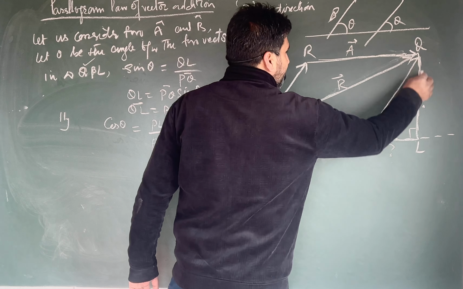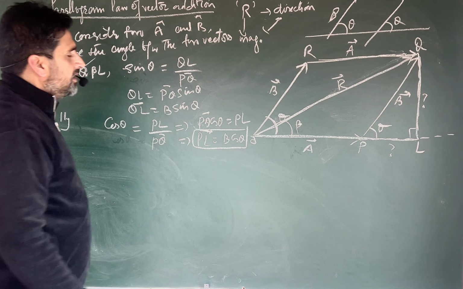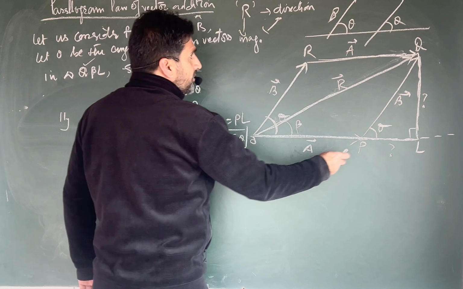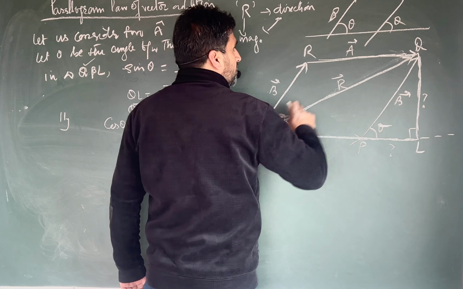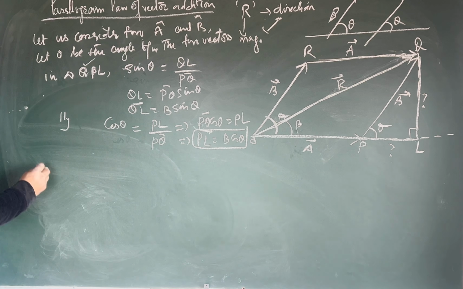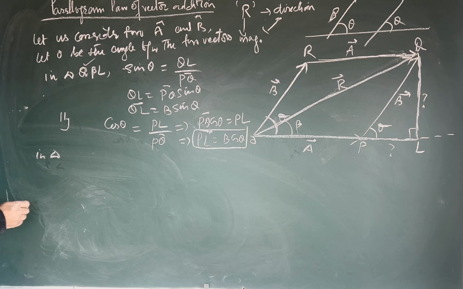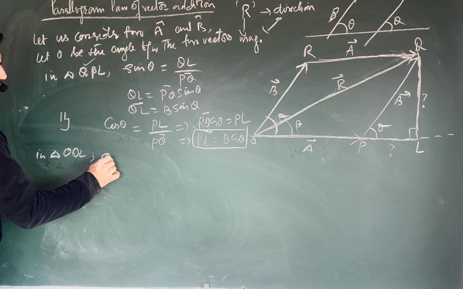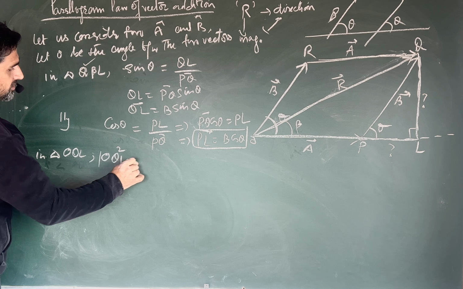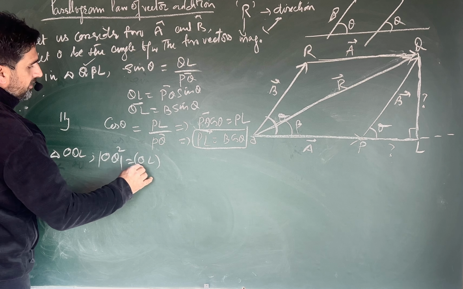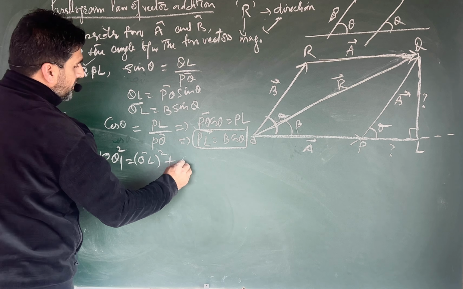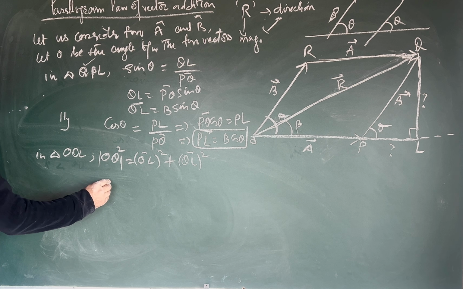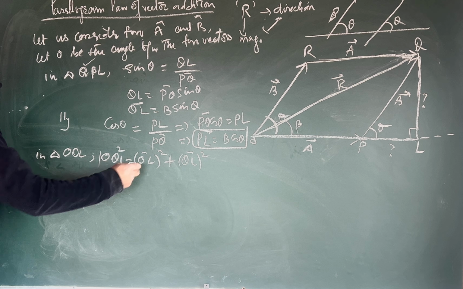मैंने इससे पहले ये छोटी right angle triangle ले ली, वहां से मैंने sine और cos calculate किया. Now I did the bigger triangle. This it's again base square, that's OL square, plus perpendicular square, QL square, is equal to OQ square, that's R square. So in triangle OQL we have OQ square is equal to OL square plus QL square. Now you have to simply substitute.